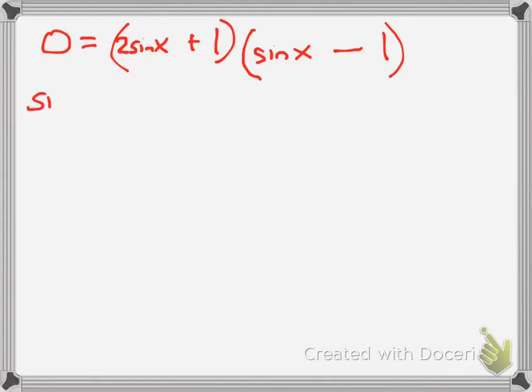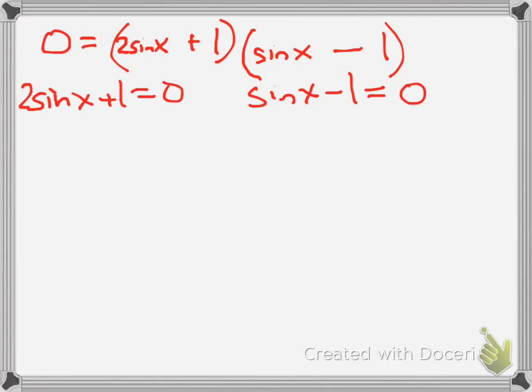And then, of course, by our zero product property, we get 2 sine of x plus 1 is equal to 0. We have to solve that. And then we get sine of x minus 1 also equal to 0. We need to solve that. So we'll get sine of x is equal to negative 1/2 through the magic of algebra, and sine of x equal to 1 over here. Now, we're only looking within the domain negative 2 pi to 2 pi inclusive.